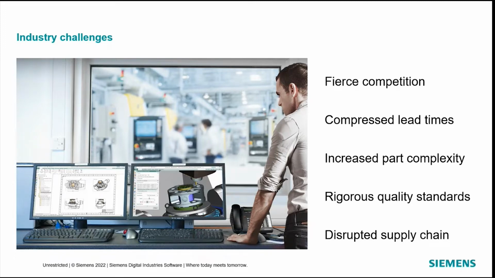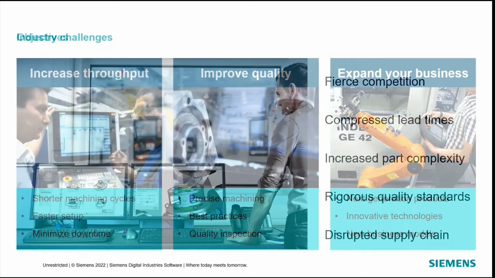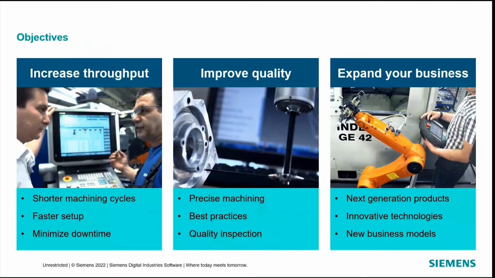And then, of course, lastly, we've all been suffering with disruption in the supply chain. All these things are industry challenges that are driving people towards automation. Among the needs for automation, there are many more, but these are the top three objectives everyone's looking to meet. They want to increase throughput. Everybody wants to get parts out the door faster, with shorter machining cycles. You want to be able to set up machines faster, and minimize all your downtime, and get paid for that.